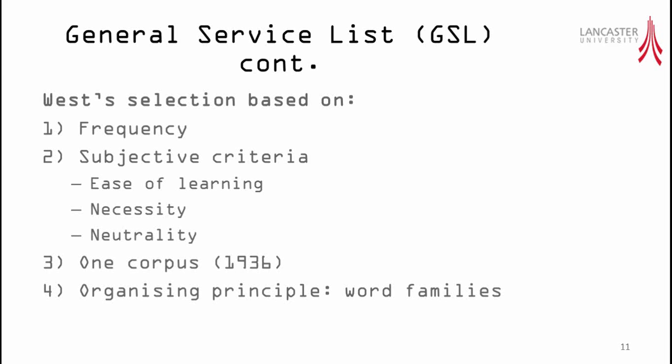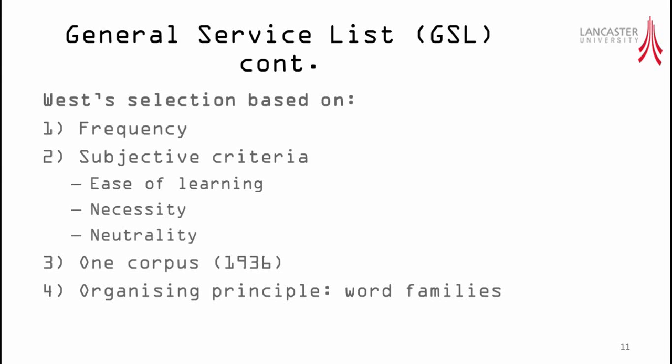Necessity, another subjective criterion. West believed that there's a range of necessary ideas that language needs to communicate, and these ideas should be covered in the vocabulary list. Neutrality: West believed that for learners, the main purpose of using language is not communicating emotions, but getting some content across. So he would exclude words that were emotionally marked.